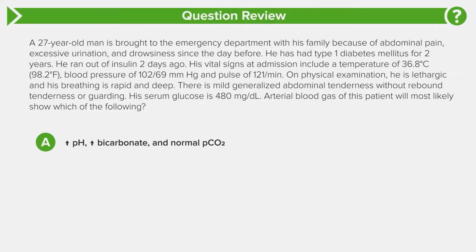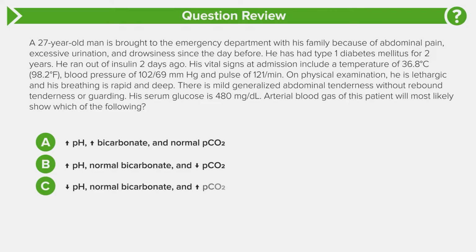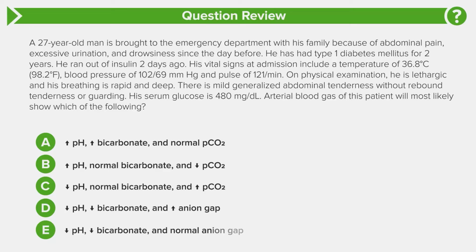Answer choice A, increased pH, increased bicarbonate, and normal PCO2. Answer choice B, increased pH, normal bicarbonate, and decreased PCO2. Answer choice C, decreased pH, normal bicarbonate, and increased PCO2. Answer choice D, decreased pH, decreased bicarbonate, and increased anion gap. And answer choice E, decreased pH, decreased bicarbonate, and a normal anion gap.